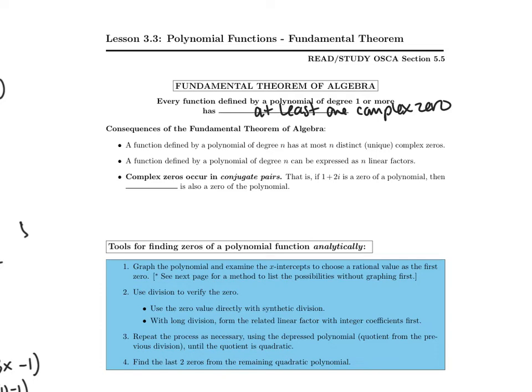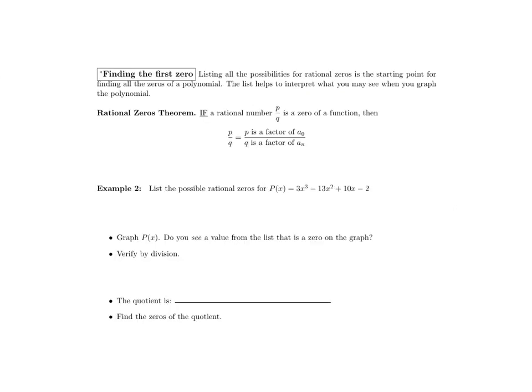So the conjugate of 1 plus 2i is 1 minus 2i. If you had radicals, if you had the square root of 2, its conjugate would be negative square root of 2. So remember, you change that sign. So what we're going to do is walk through this whole process. If you flip over to the next page, we're looking at finding the first real zero.